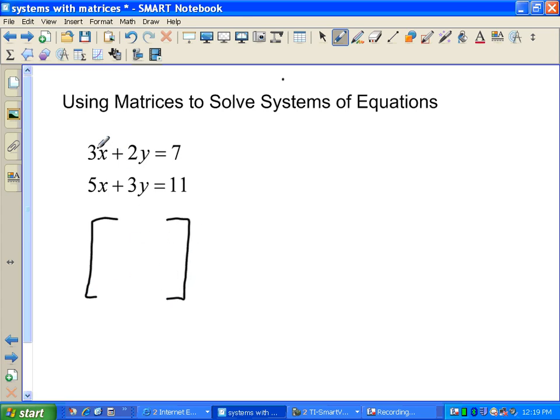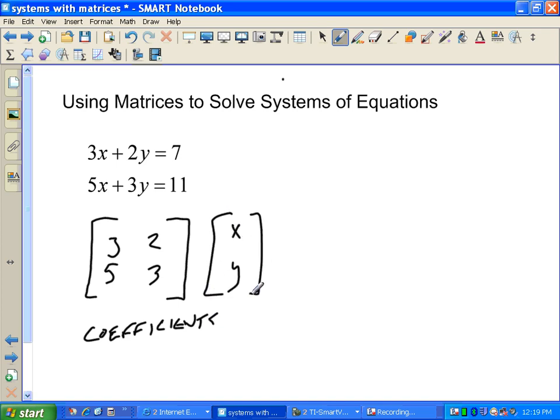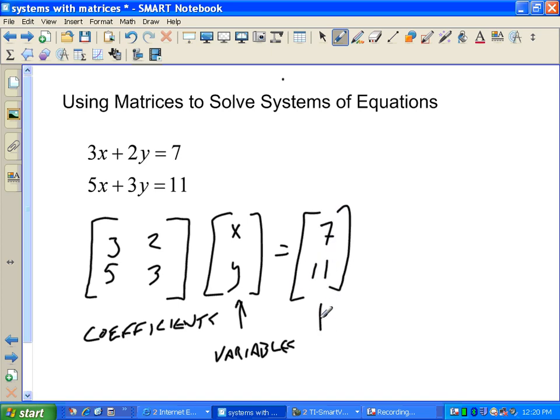In my first matrix, I'm going to put the coefficients, which are the numbers in front of my x and my y. You've seen that word before. Coefficients. Next matrix, I'm going to put my variables, x and y. These are my variables. And then in the last one, my constants are my answers. These are constants right here.